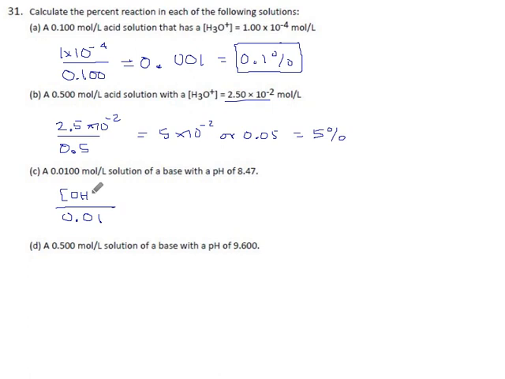I want OH to go here. Can we get it? Well, yeah. If the pH is 8.47, then our pOH should be 14 minus that, which is 5.53.